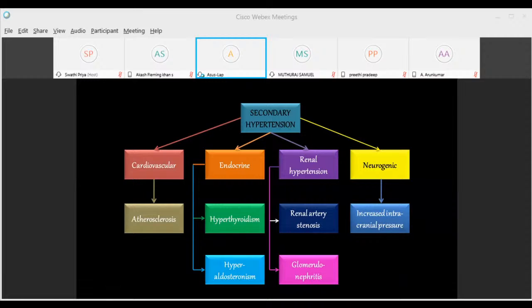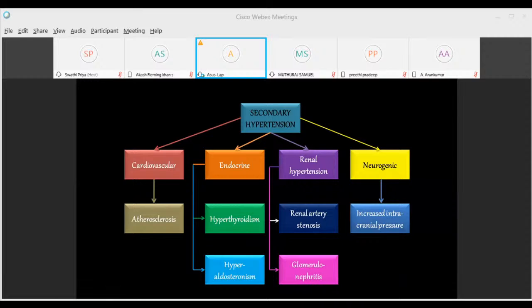So the pressure in the CSF will be increased. Due to this increase in CSF pressure... what is the main function of the CSF? The main function of the CSF is that it is a fluid that surrounds the brain and spinal cord.